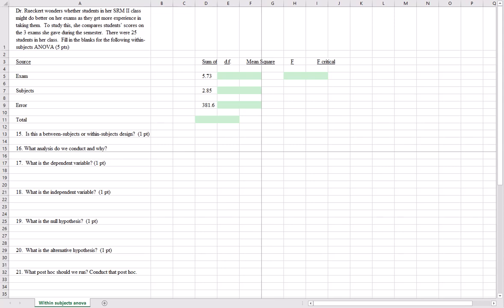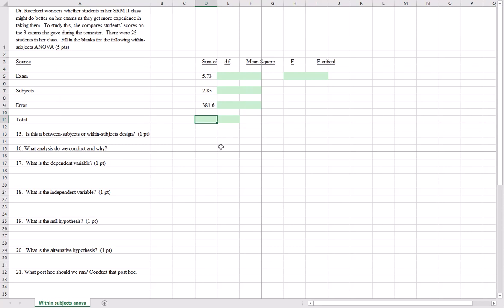Dr. Rickert wonders whether students in her SRM2 class might do better on her exams as they get more experienced in taking them. To do this, she compares students' scores on the 3 exams she gave them during the semester. There are 25 students in her class. Fill in the blanks for the following within subjects ANOVA.